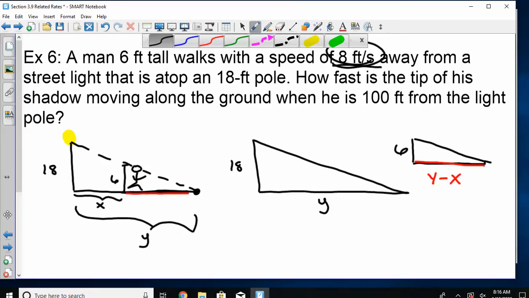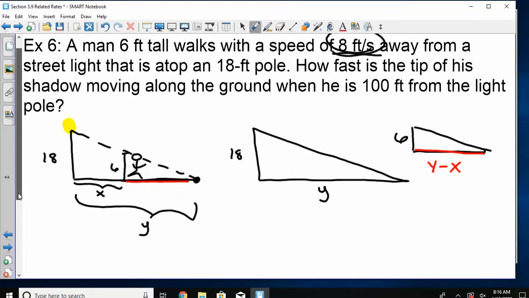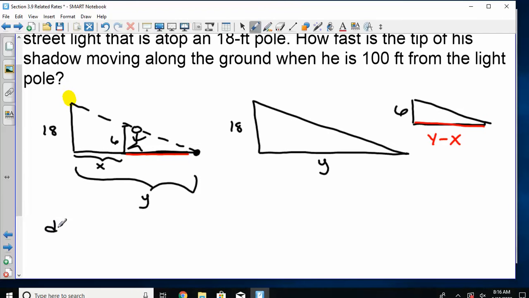Have I lost anybody to this point? We have our picture, we have our information. Let's start writing down what our variables are. His speed that he's walking away: x is the distance he has walked, so that means dx dt will be 8.